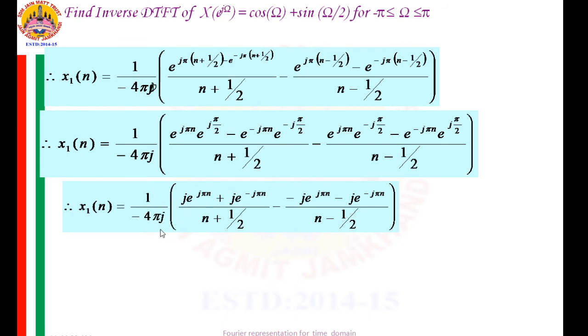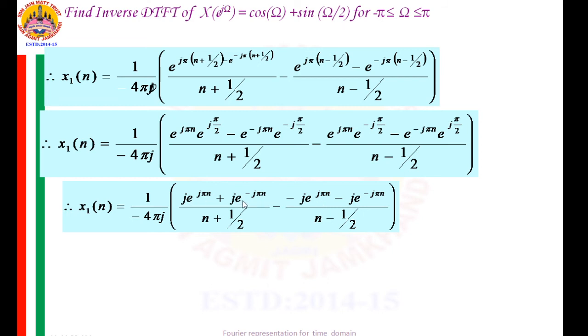So I have made a mistake here. I hope you will make the correction while doing it. Try solving yourself simultaneously. In between you can pause if I am fast. This j is not there. Okay. So j e raised to j pi n plus j e raised to minus j pi n.